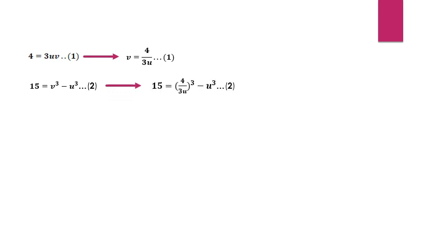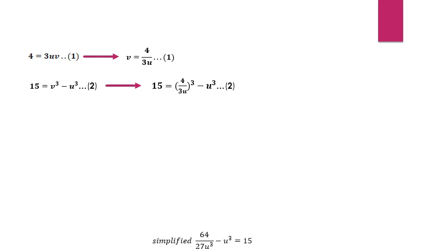Okay, so once we have this, we can solve for v using our first equation. And we can substitute this into our second equation, like so. When we substitute into our second equation, we're going to get that 15 is equal to 4 over 3u to the third minus u to the third. Once we have this, we can algebraically manipulate this into a quadratic equation, like so.